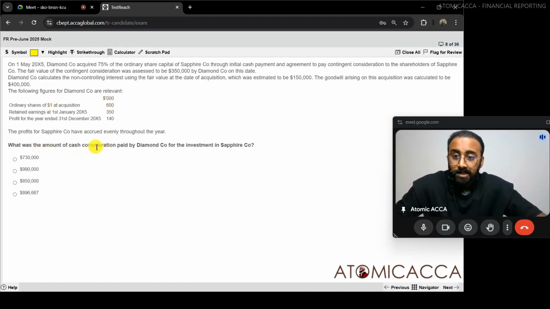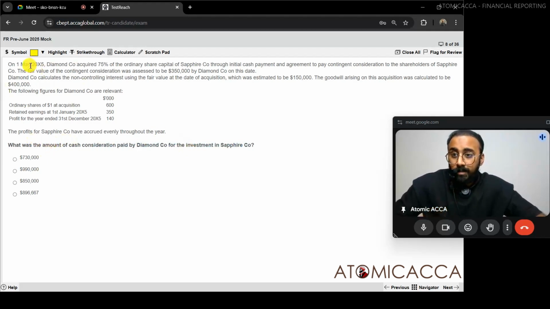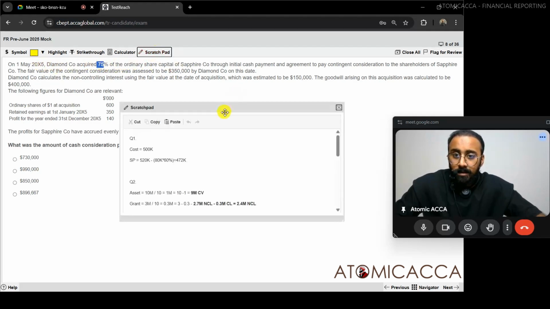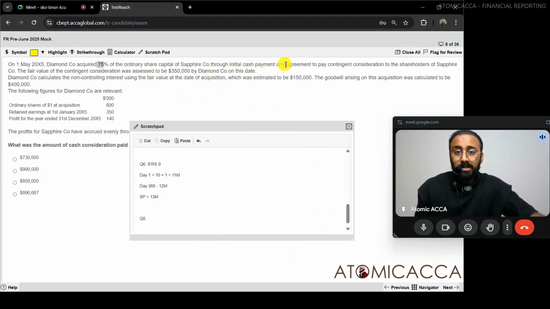What was the amount of cash consideration paid by Diamond Co for the investment in Sapphire Company? In cash consideration, so this should be something related to the consolidation topic. On 1st May 20x5, Diamond Company acquired 75%. Okay, this is consolidation. We might need some workings. So let's just take this up. They acquired the ordinary share capital through an initial cash payment and agreed to pay cash contingent consideration to the shareholders of Sapphire Company. So some cash consideration is there, which is what we have to find in the question.